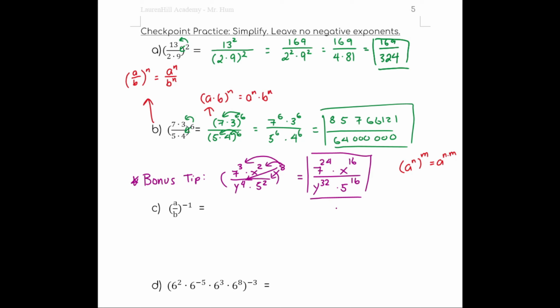If you have no addition, no subtraction, just this fraction with multiplication, or if you have just multiplication, or if you just have division, you just distribute that exponent to everything inside of it, by multiplying the exponents, of course. So let's move on to question C.